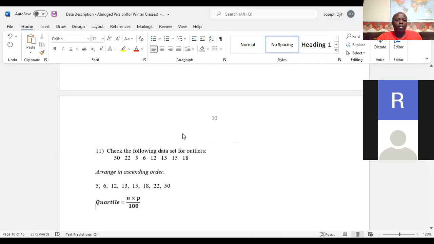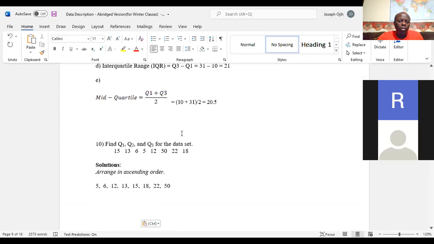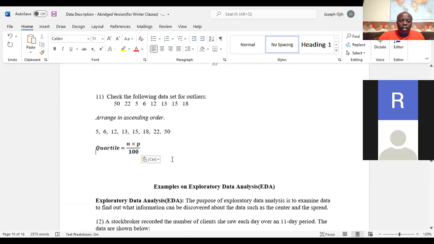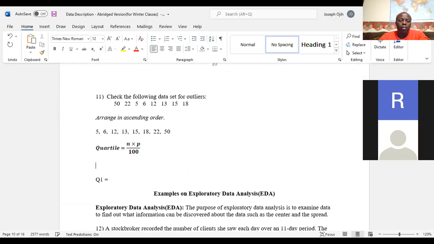All right, give me 1 minute. Okay, so we have it here. First one, Q1. Our N here is how many of them? 1, 2, 3, 4, 5, 6, 7, 8 of them. So N is 8. Now our P, because this says find the Q1.